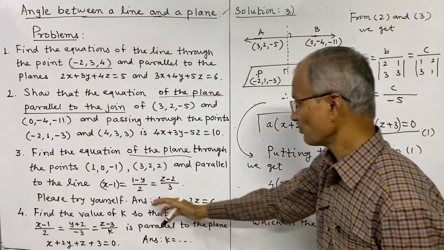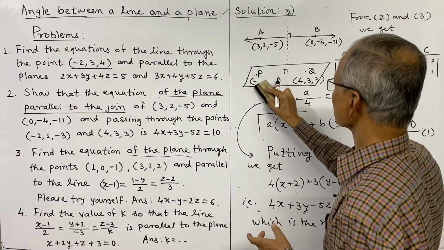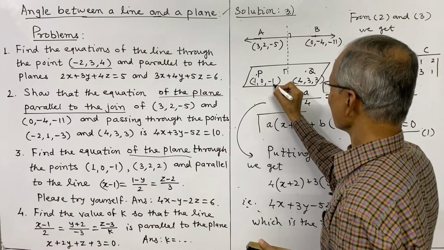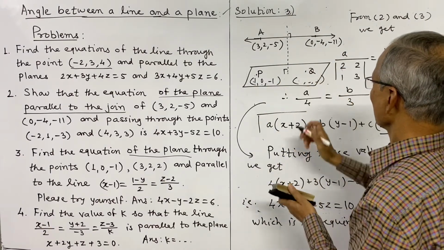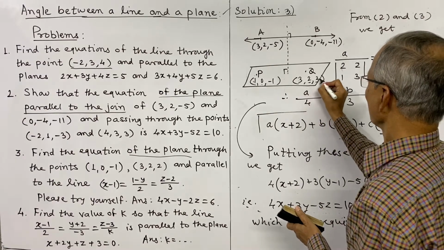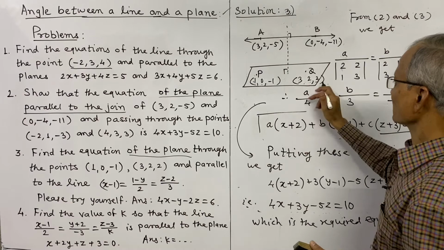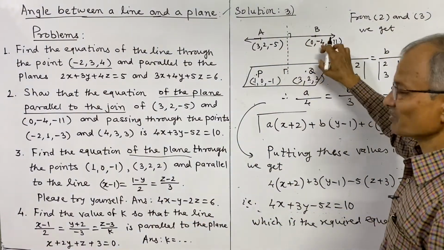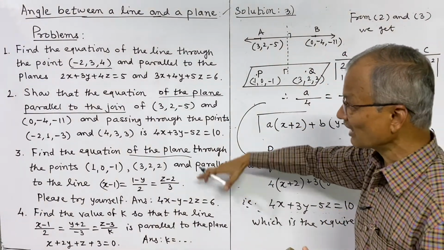For the third problem, what are the points? 1, 0, minus 1, this is the point, and 3, 2, 2. These are the 2 points through which the plane passes, and the plane is parallel to this line. So same condition, parallel to this line, and this is easier than the earlier problem.